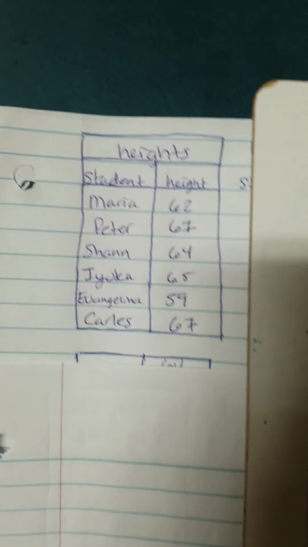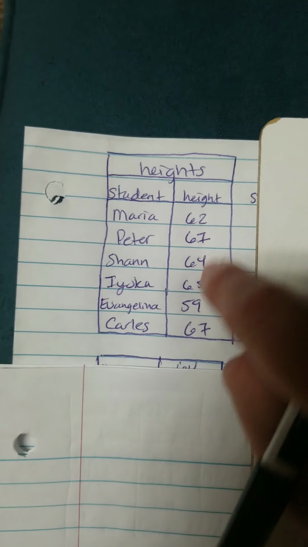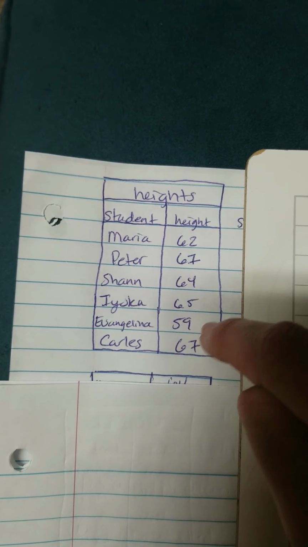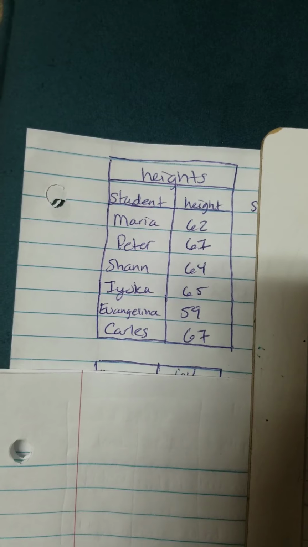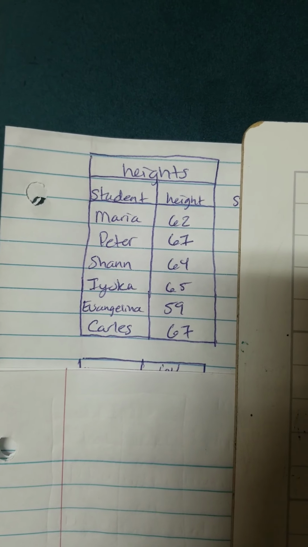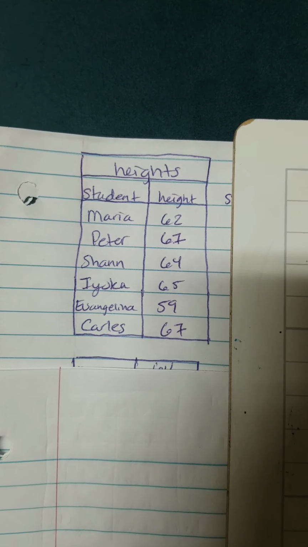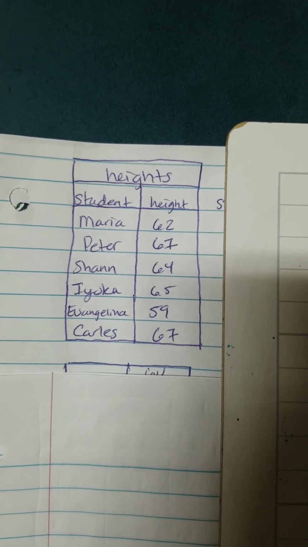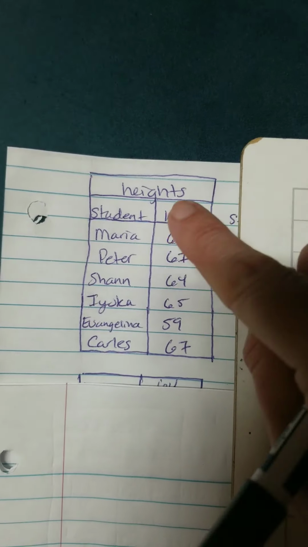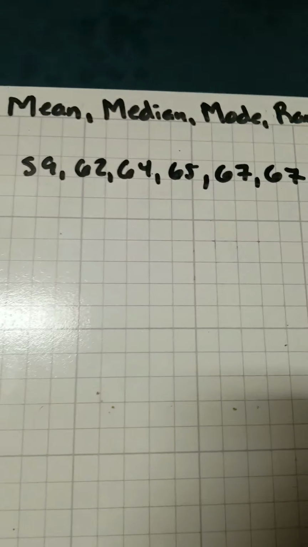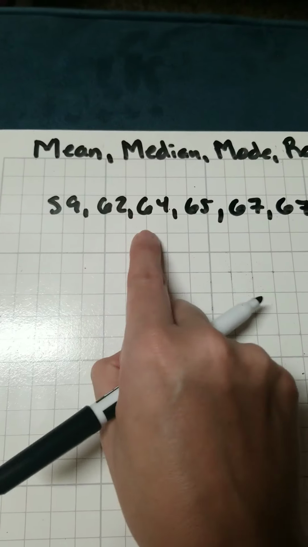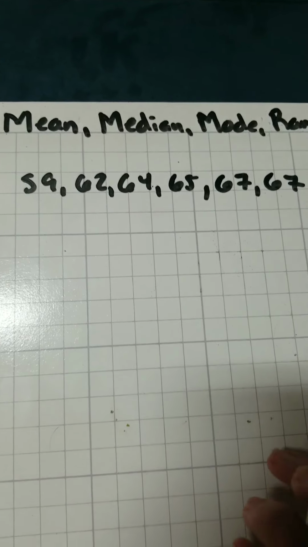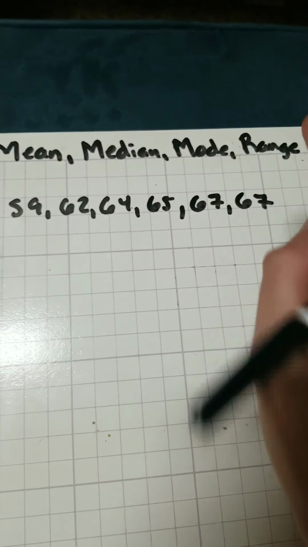So the very first thing whenever we're doing mean, median, mode, and range is that we're going to take all of the numbers in this set of data and put them in order from least to greatest. So looking at this set, we would go 59, 62, 64, 65, 67, 67. So I've taken this set of data and put it in order from least to greatest. Now we're going to find the mean, the median, the mode, and the range.